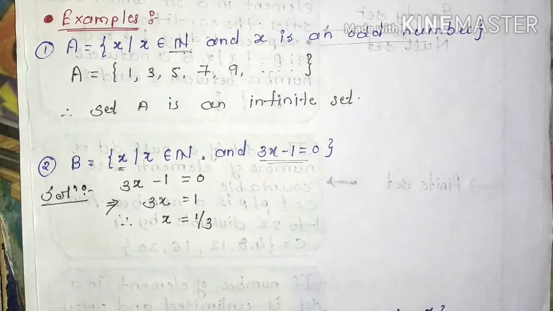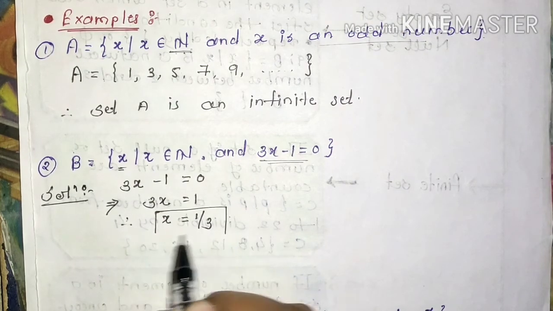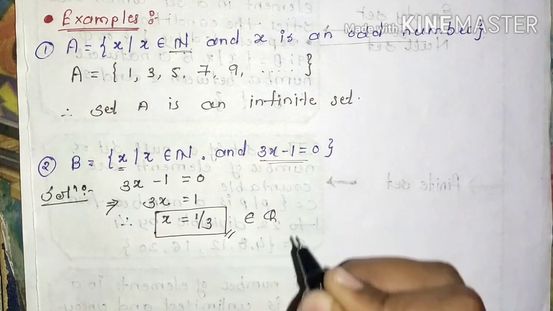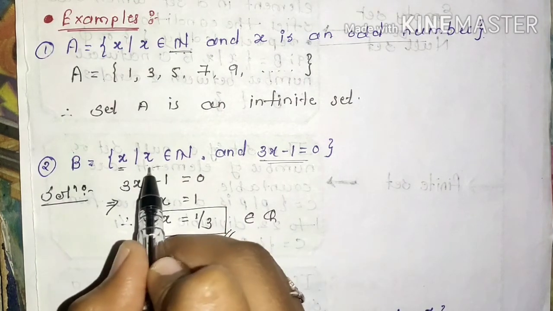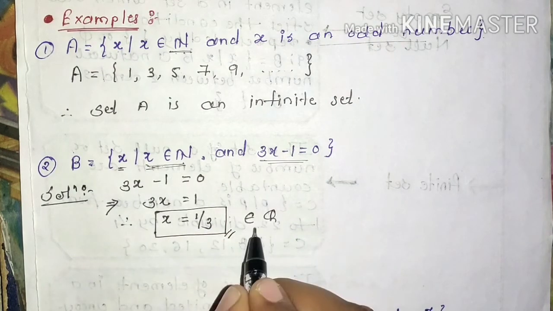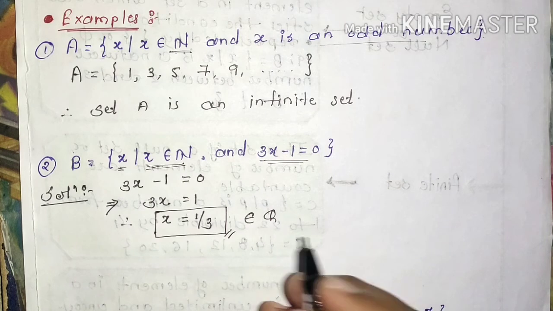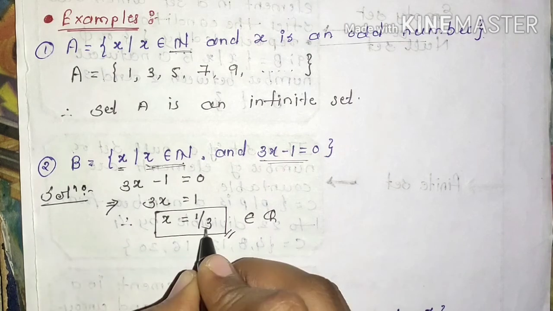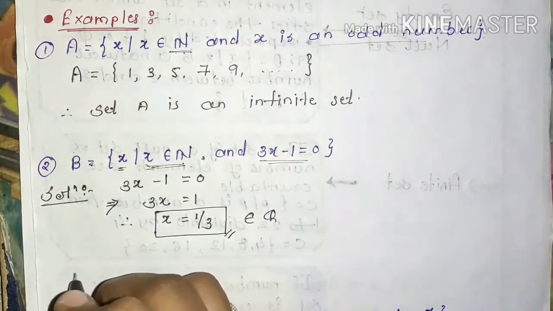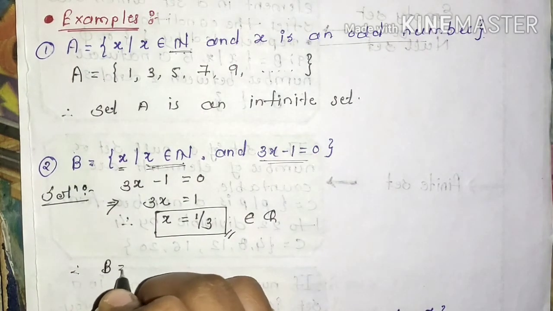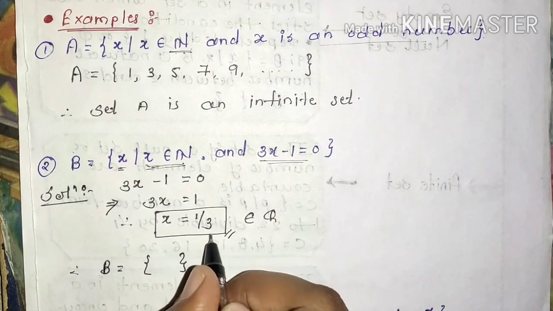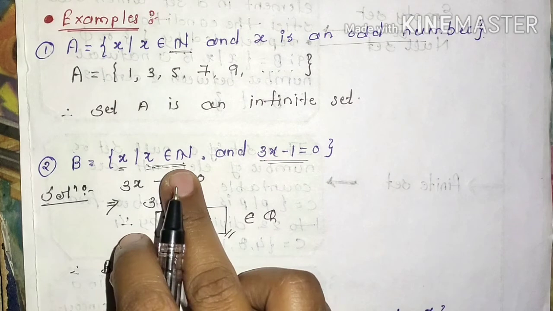ओके, मतलब मुझे यहाँ पे x का वैल्यू क्या मिल रहा है? 1/3 विच बिलोंग्स टू अ रैशनल नंबर. ओके, बट यहाँ पे सेट में कंडीशन दिया है कि x बिलोंग्स टू नेचुरल. सो ये कंडीशन यहाँ पे सेटिस्फाइड नहीं कर रहा है. So whatever the value of x we get, it will not belong to the given condition. So hence the set B we get is the empty set. Okay, why? Because 1/3 does not belong to a natural number.